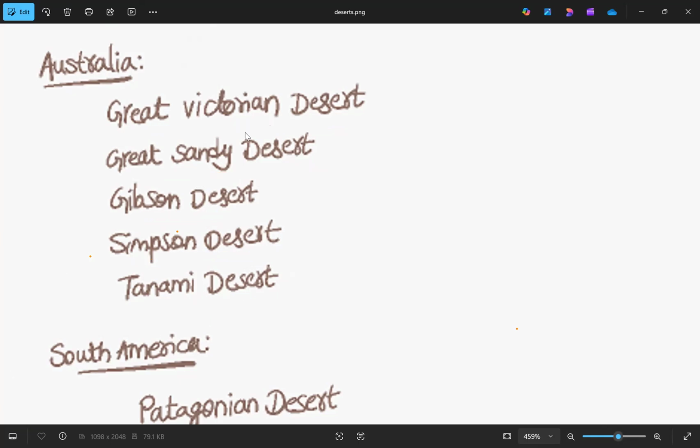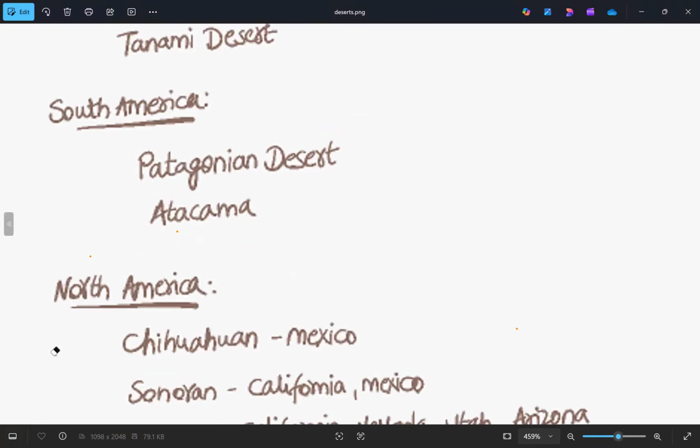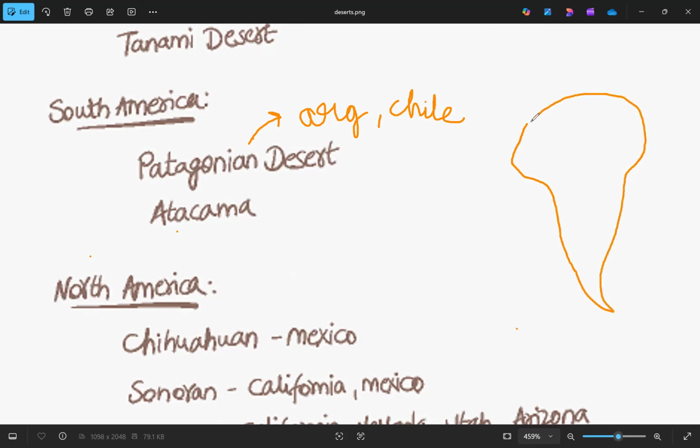Now let's move to South America. In South America, we have 2 deserts, and these are cold deserts. So, first one is Patagonian. It is in the countries of Argentina and Chile. So this Patagonian desert is spread over Argentina and Chile. So this is South America. Here we have Chile, and this area is Argentina. So this Patagonian is spread over both the countries, Argentina and Chile.